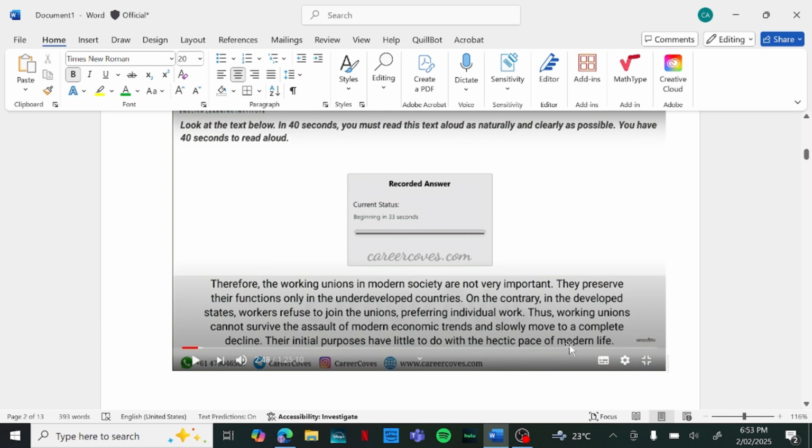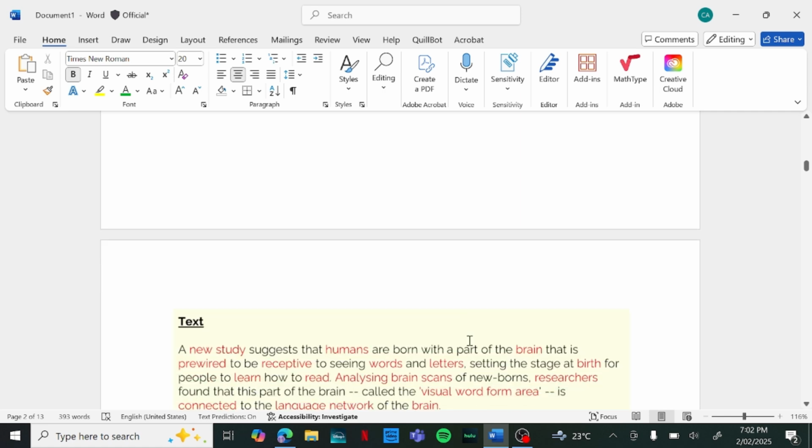I still have 5 seconds, and you have read aloud clearly, fluently. Notice how I made pauses when they were full stops. So it's very important that you always pause, okay? Not unnecessarily, but as required. Now let's move on to the next text.